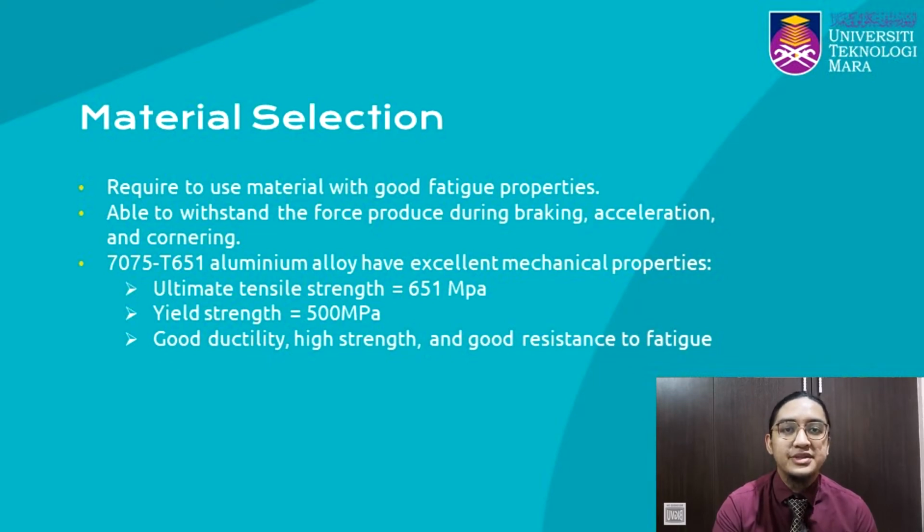The power produced by the engine is transmitted to the wheel through the transmission system, and the transmission is mounted on the bracket. The material for the differential must be able to withstand the forces produced by the engine during braking, acceleration, and cornering. The 7075-T651 aluminium alloy has excellent mechanical properties with an ultimate tensile strength of 651 MPa and yield strength of 500 MPa.